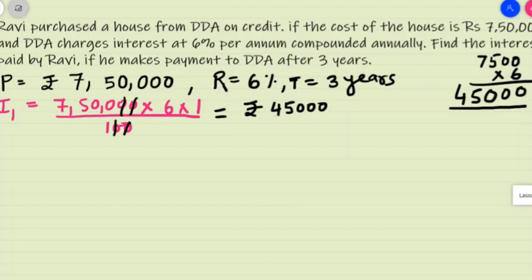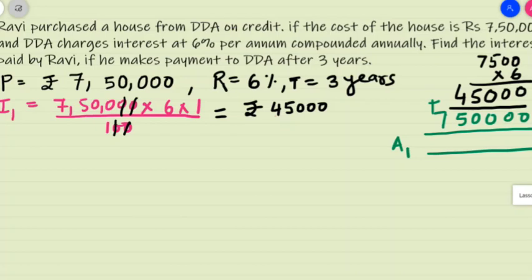Now children, you have to make it very clear that for the second year, what is the principal amount? The principal amount will be 7,50,000 plus 45,000. So 7,50,000 plus 45,000. So this will be the amount for the second year. The principal amount for the second year.